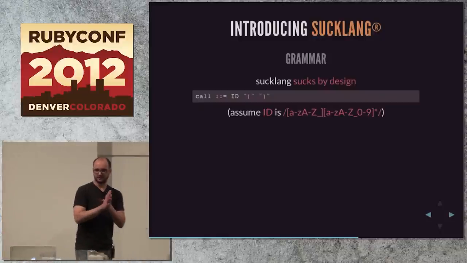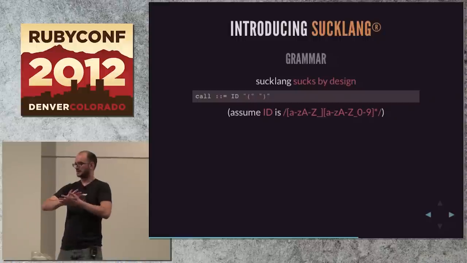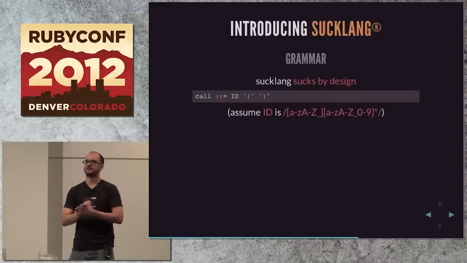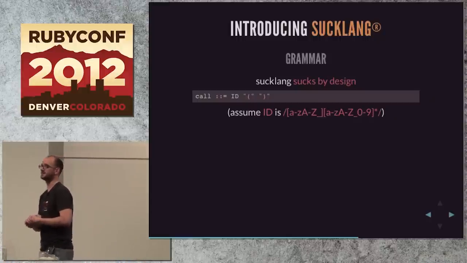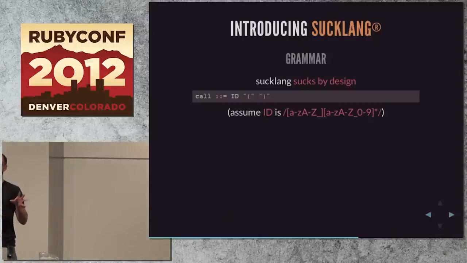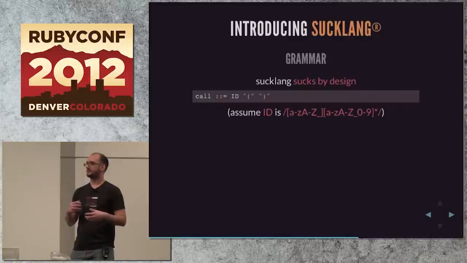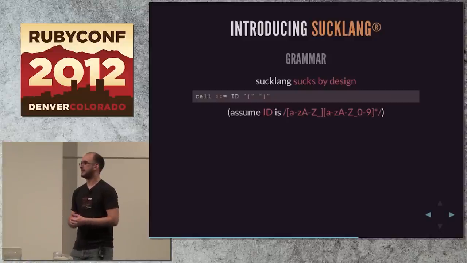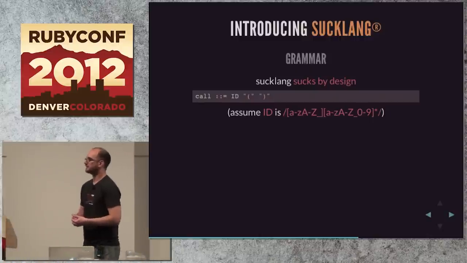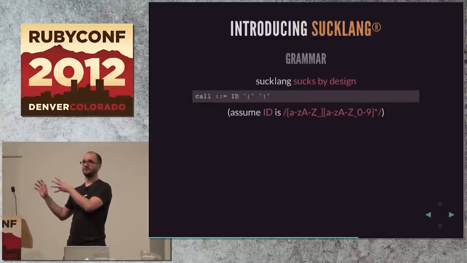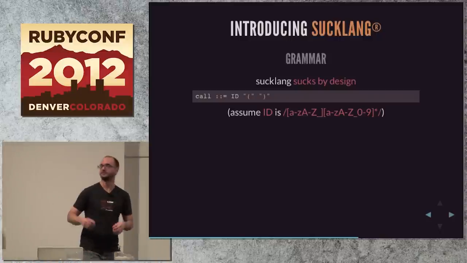Okay, this is Sucklang. Sucklang is essentially a DSL for calling functions that doesn't take any arguments at this point. So this is a really, really simple example. If I have time towards the end, which it looks like I should, I'll try to expand on this and make it more interesting. Up there you can see an example of EBNF, if you've never seen it before. A very, very simple example of EBNF.